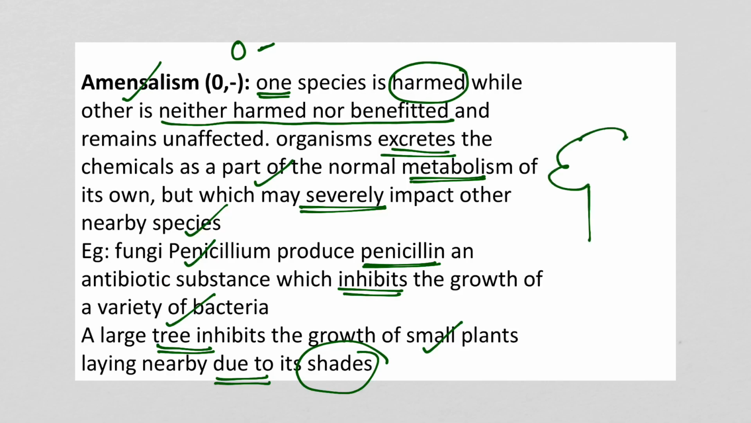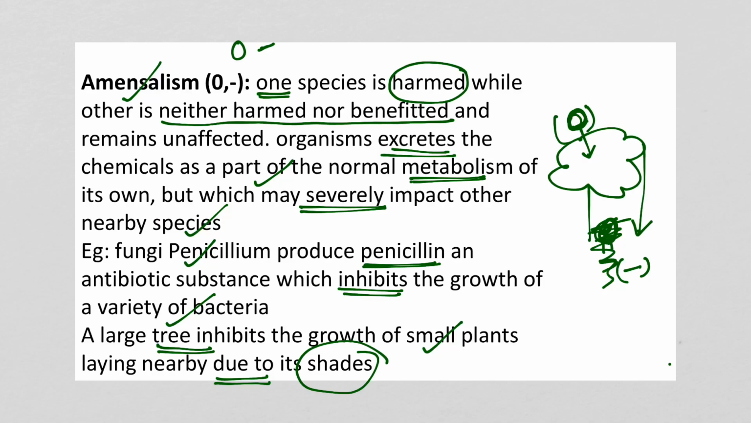If there is a very big tree, what happens? There is a small plant growing below the tree. Because the tree's canopy is very large, sunlight may not penetrate to reach the grass or the small plants which are growing under the tree. Here see, the tree is not at all affected, so no change in tree, 0, whereas the plants are negatively affected. So this is the amensalism relationship. So this is all about the biotic interactions between different organisms.